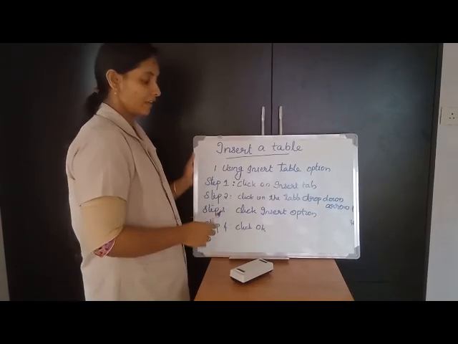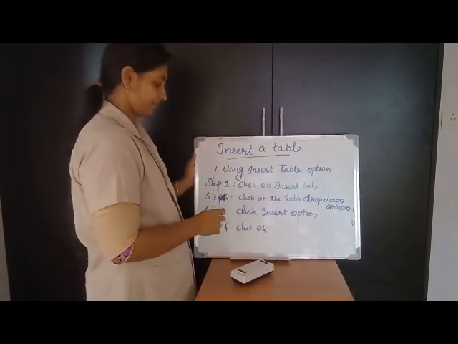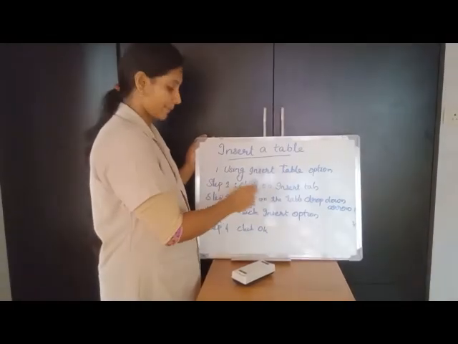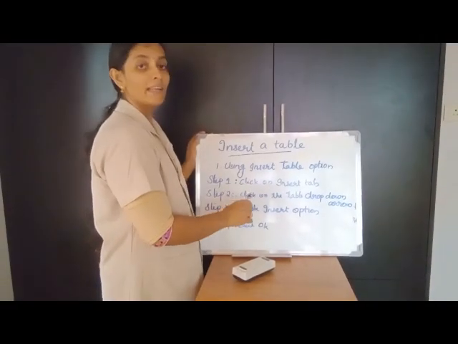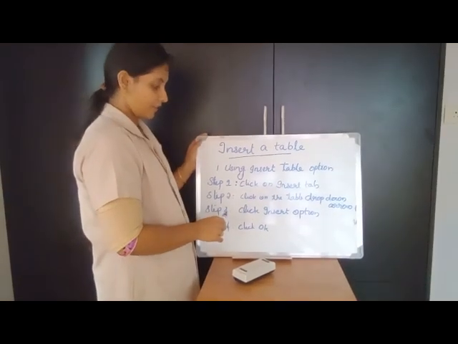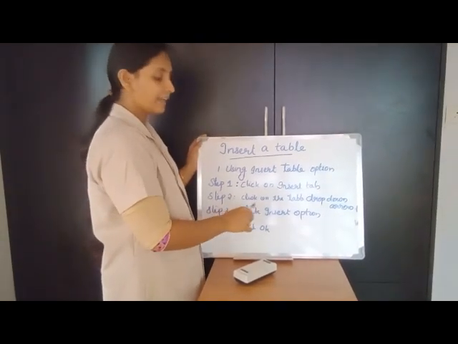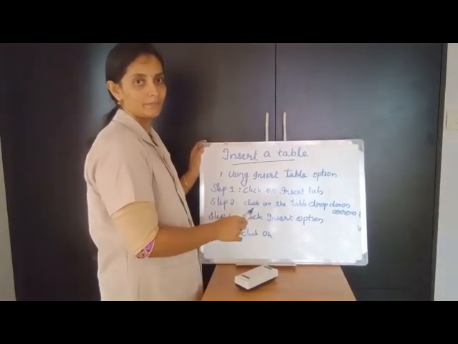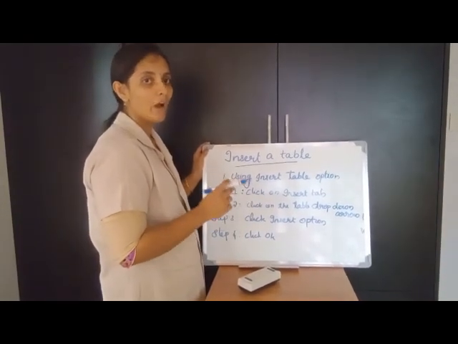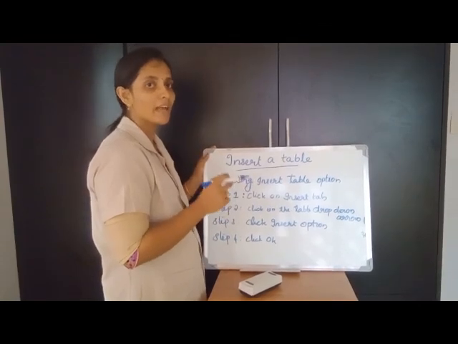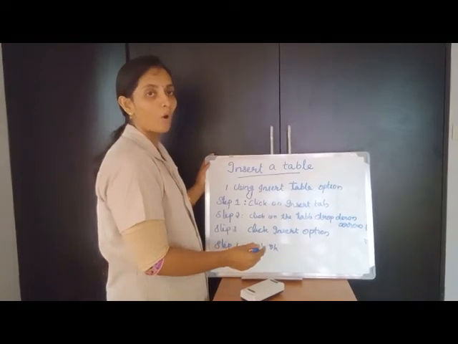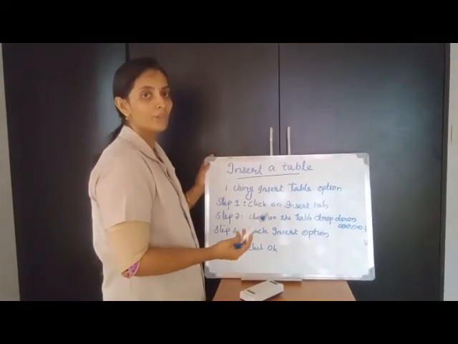Second is using the Insert Table option. Step 1, click on the Insert tab. Step 2, click on the Table drop-down arrow. Step 3, click the Insert Table option. Then you can see a dialog box. In that you have to enter the number of rows and columns that you want. Then step 4, click the OK button. Then you will get a new table.